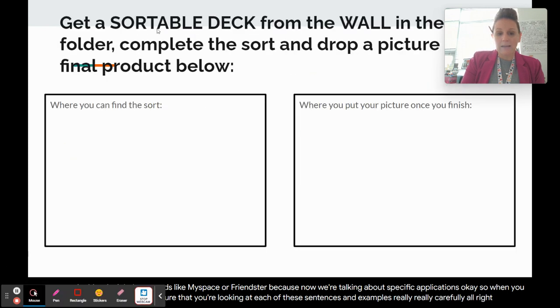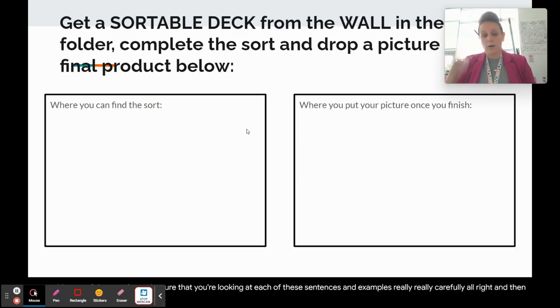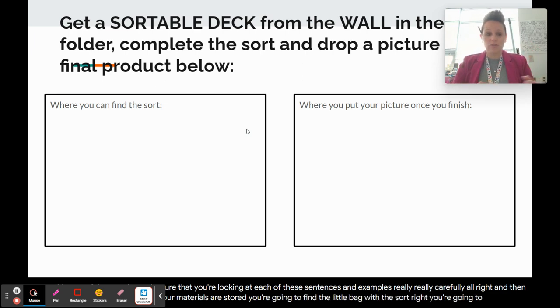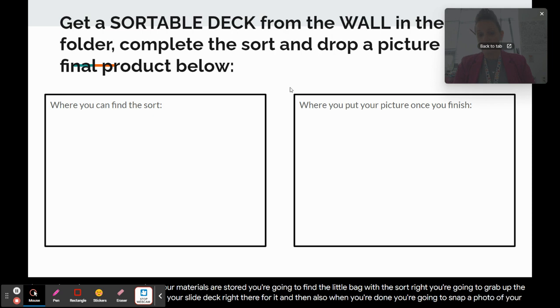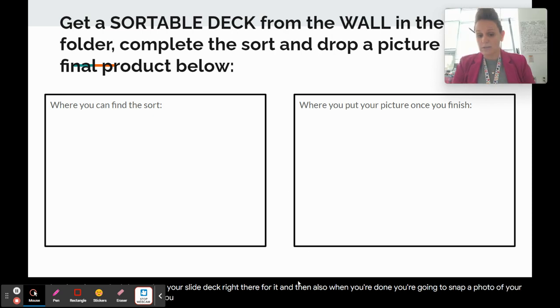And then last, you're going to go over to where our materials are stored. You're going to find the little bag with the sort. You're going to grab out the sort. There's a picture that's located on your slide deck for it. And then when you're done, you're going to snap a photo of your completed sort. Then from there, you are going to submit this document and you're going to be all done with this part of the lesson.